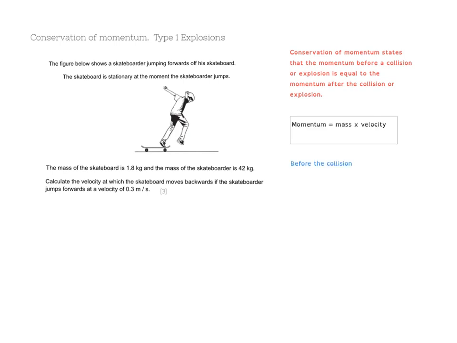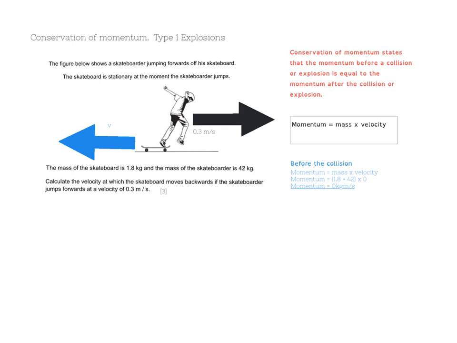So here you can see that momentum is equal to mass times velocity, and before the collision, if we put that into the equation, we have momentum is mass multiplied by velocity. So our mass is the mass of the skateboarder, which is 42 kilograms, plus the mass of the skateboard, which is 1.8, multiplied by the velocity of them, which, because they're not moving, is 0. So total momentum is going to equal 0. So now we can see that the momentum before is equal to 0 kilograms meters per second, and that will get you the first mark for this question.